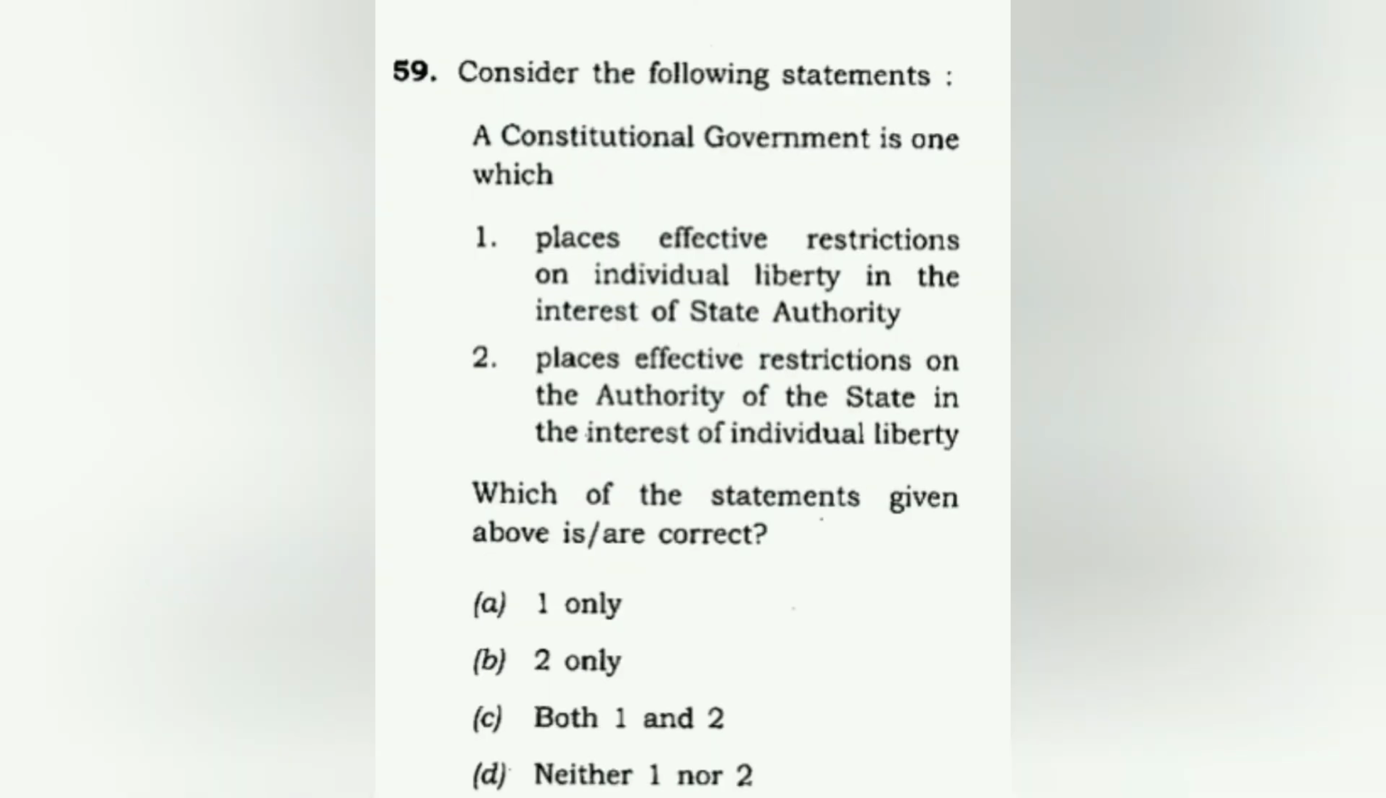And then we have, consider the following statements. A constitutional government is one which places effective restrictions on individual liberty in the interest of state authority. Never would the government do that. And the second option is, places effective restrictions on the authority of the state in the interest of individual liberty. Yes, this has been there sometimes. The state has been restricted in some matters. So yes, 59B is the correct answer.